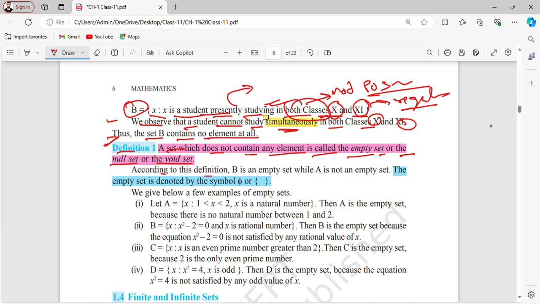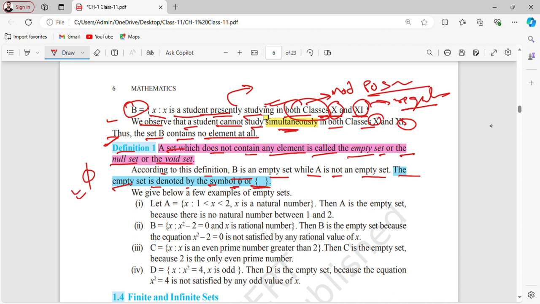According to the definition, B is an empty set while A is not an empty set. We have discussed two examples, set A and set B. Set A is not an empty set, but set B is called an empty set. The empty set is denoted by the symbol phi or by curly braces. Most commonly, the representation of the empty set is phi.